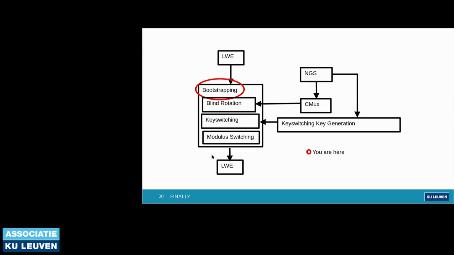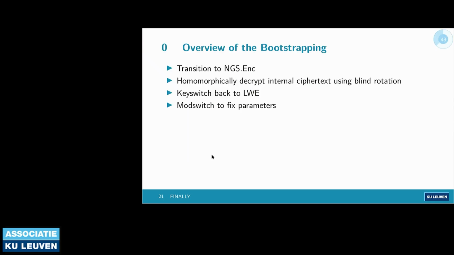So, moving on to the bootstrapping, briefly how this is going to look is we are going to transition from an LWE ciphertext to an NGS ciphertext, roughly of the LWE encryption, give or take. Then we're going to do some monstrosity called the blind rotation, which I'll quickly go over, to homomorphically decrypt, so now we have an NGS ciphertext of just the message. We'll key switch from an NGS ciphertext to an LWE ciphertext, and then because NGS and LWE use different parameters, we now have to also mod switch to make everything work nicely together.